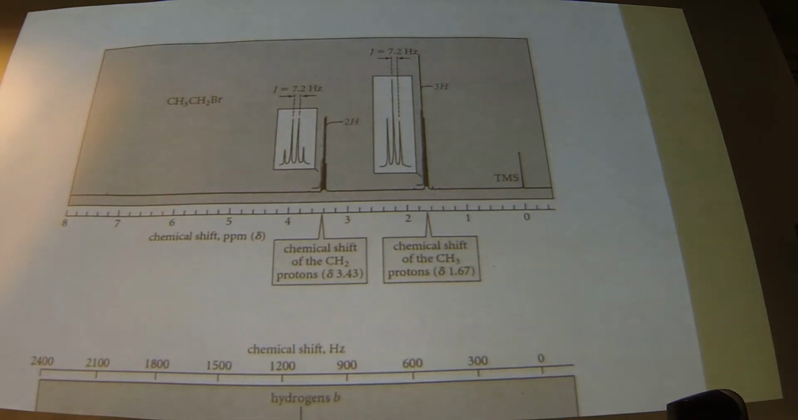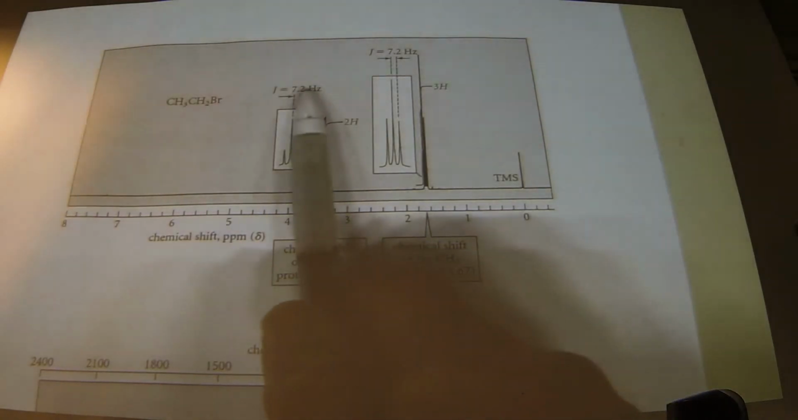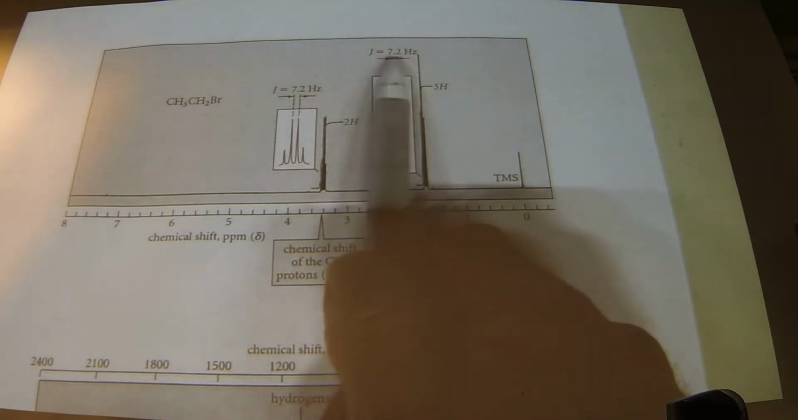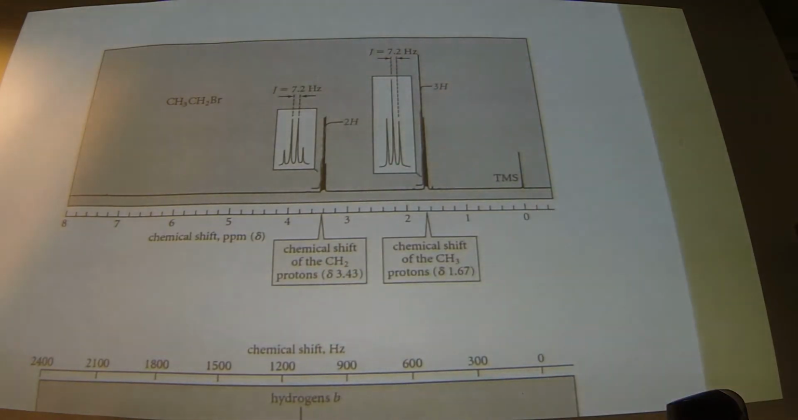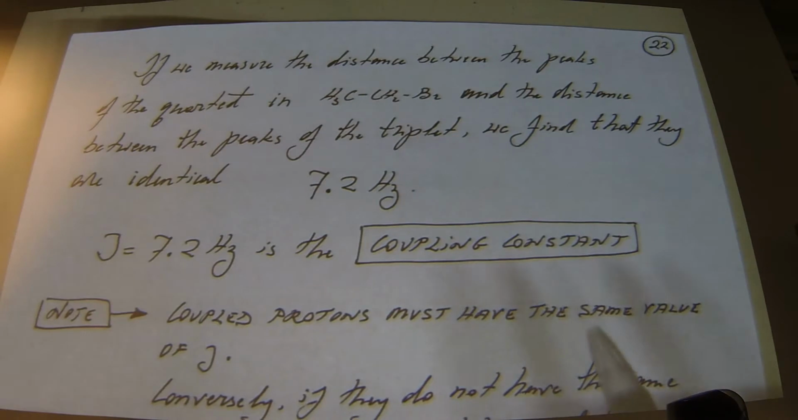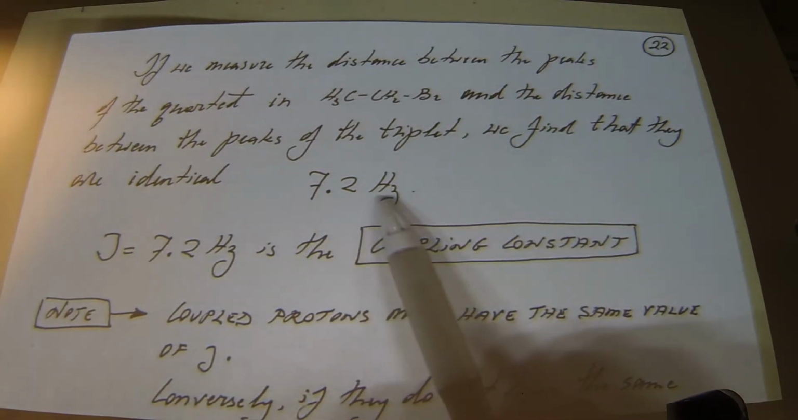Now, once again, if you're looking at a real NMR spectrum, the accuracy is a tenth of a hertz you might get, but you might measure this and find that this is 7.25 and this is 7.19 or something. And so then you have to scratch your head and think, is that the same number or not? Because of noise. So you always have to use good judgment when you do this stuff. So in the case of ethyl bromide, the spacing between the peaks in the quartet and the spacing between the peaks in the triplet are identical at 7.2 hertz.